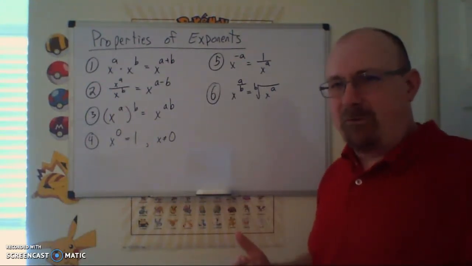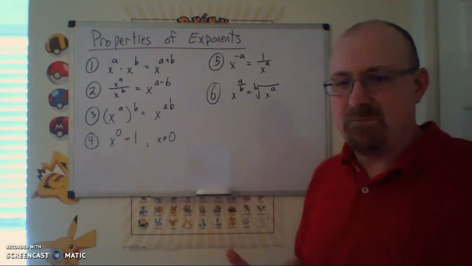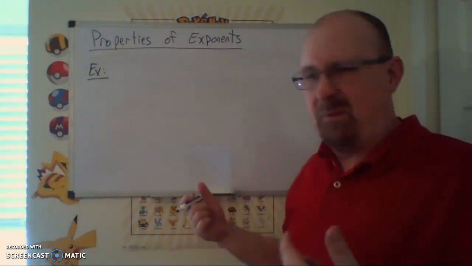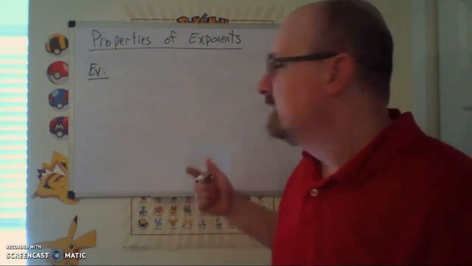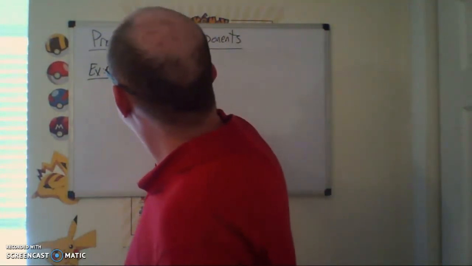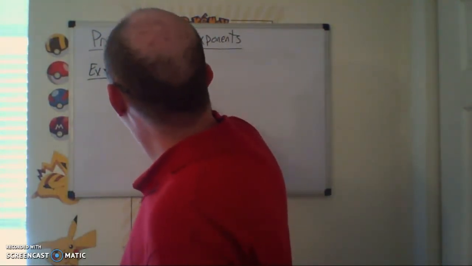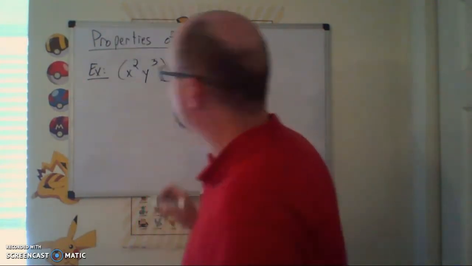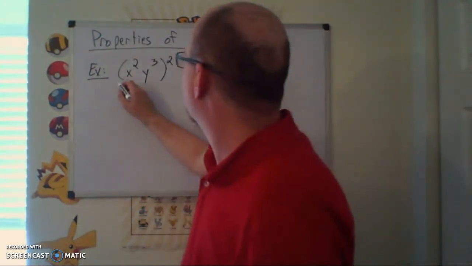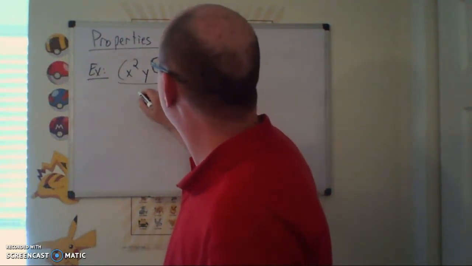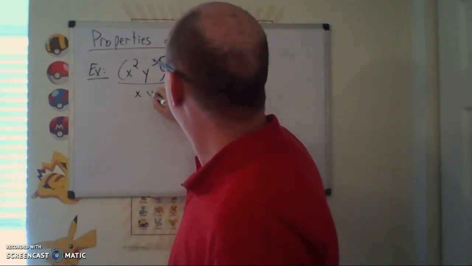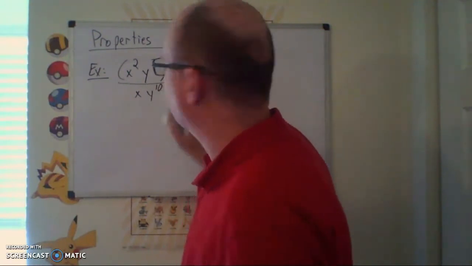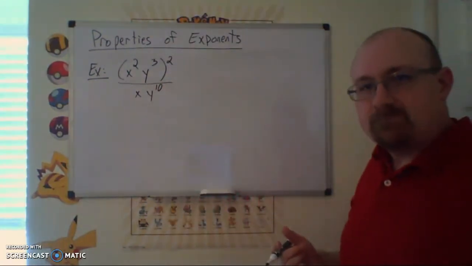Let's play around with them for a bit, but I'm going to need to clear some space. All right, let's fill this up. Like I said, the white space bothers me. So let's see if we had something like this. x squared, y cubed, and we'll square that whole puppy, and then we'll divide that by x, y to the power of the 10th. So, all right.